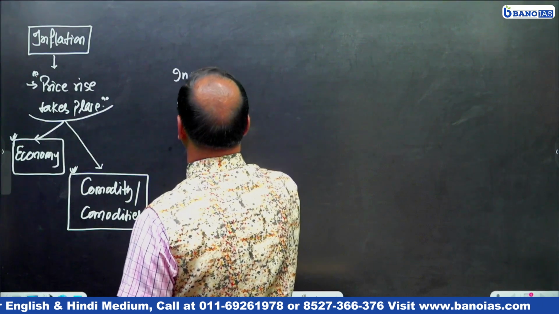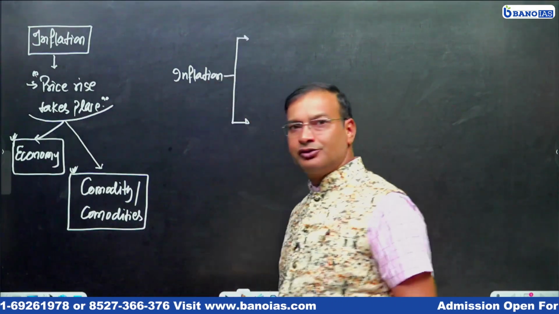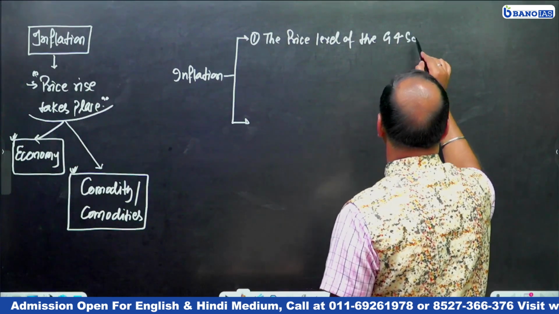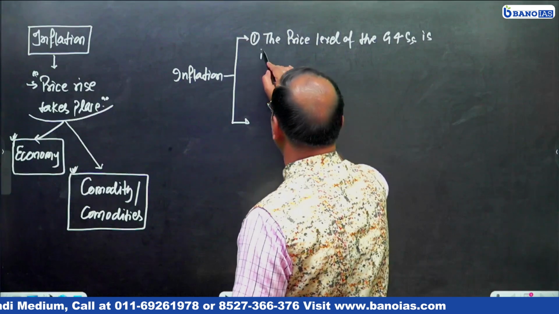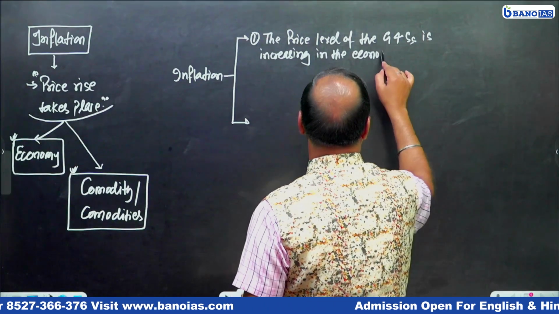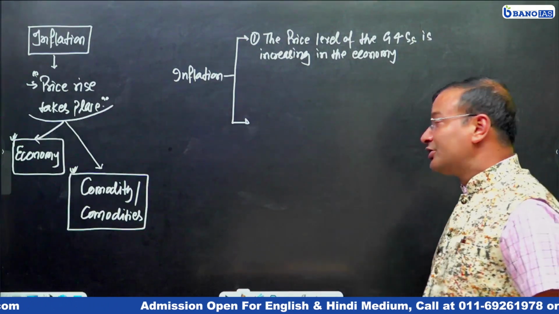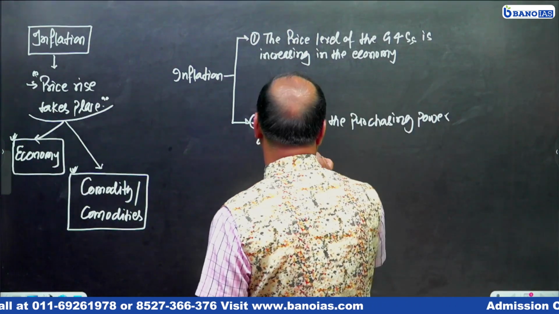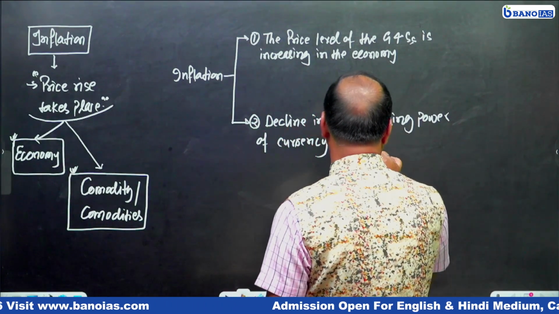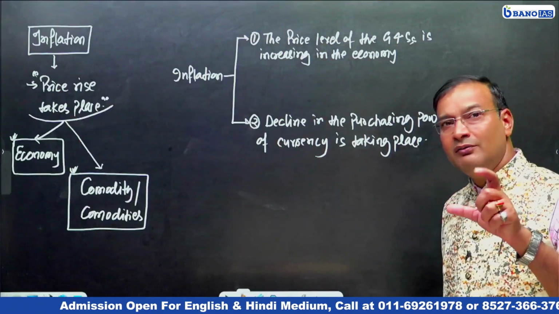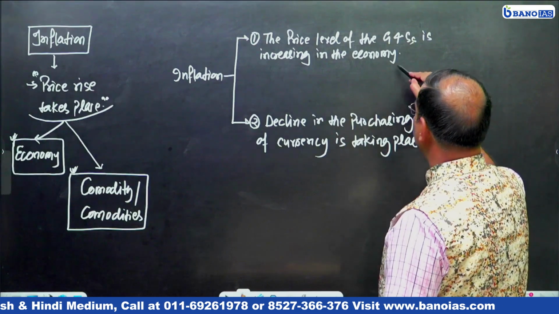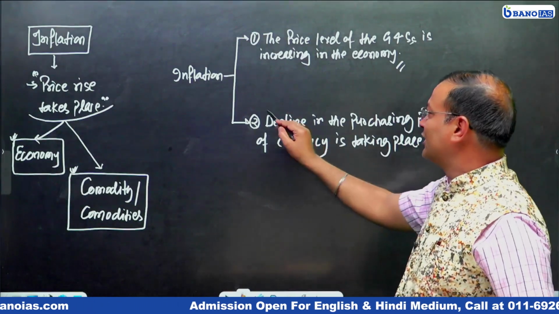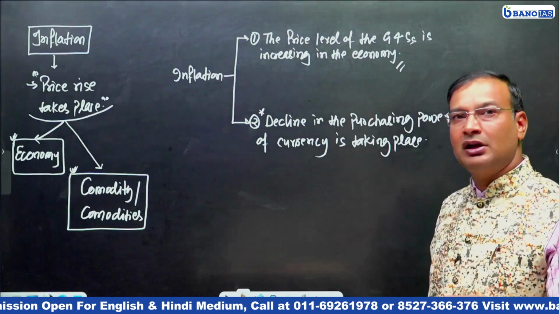When you have to define inflation, you can say that two simultaneous things are taking place. First, the price level of goods and services is increasing in the economy. Second, there is a decline in the purchasing power of the currency. Now listen, I have written two statements: either the price level of goods and services is increasing in the economy, or the purchasing power of the currency is declining.